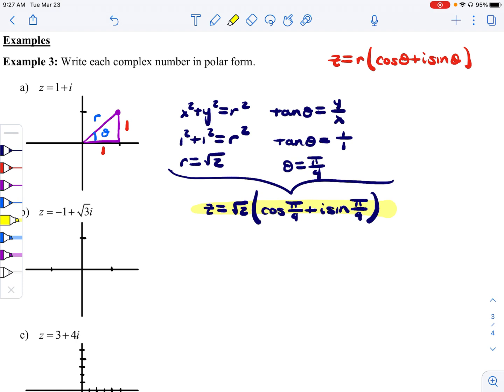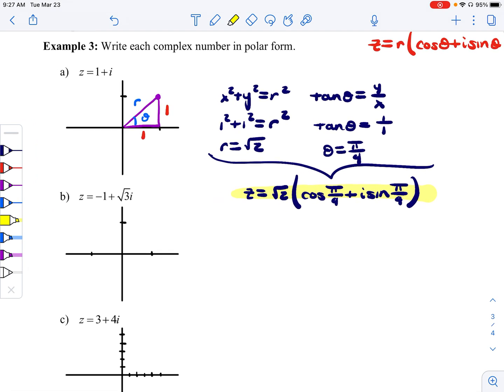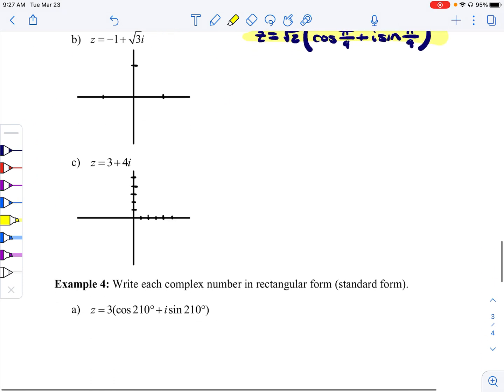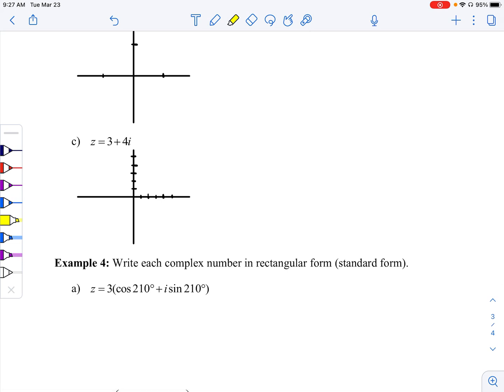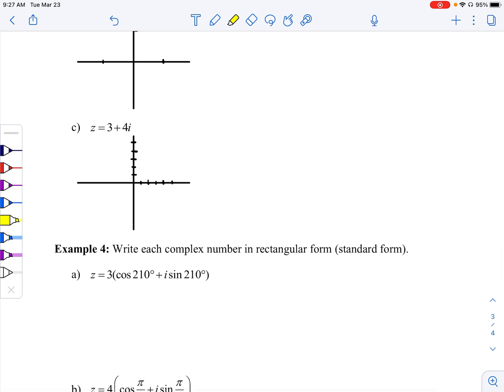All right, let's go ahead and take a look at a second example. I'm going to actually jump down to part C. I'll leave part B for you guys to try on your own. So same as the last one, very first thing we want to do is plot this point in the complex plane. So 3 plus 4i is again going to be in quadrant 1.